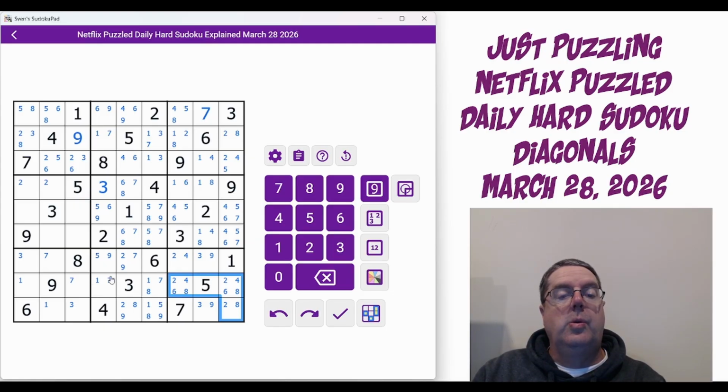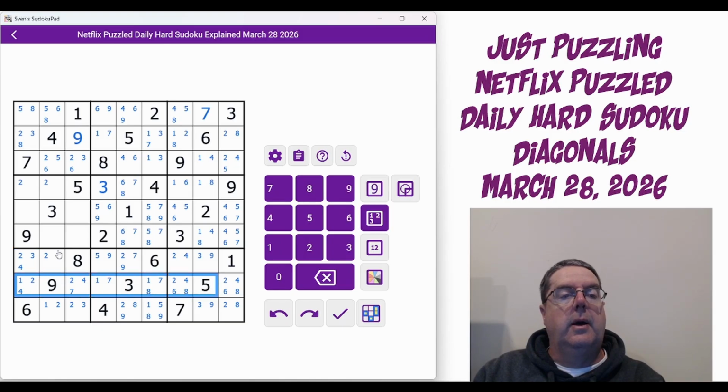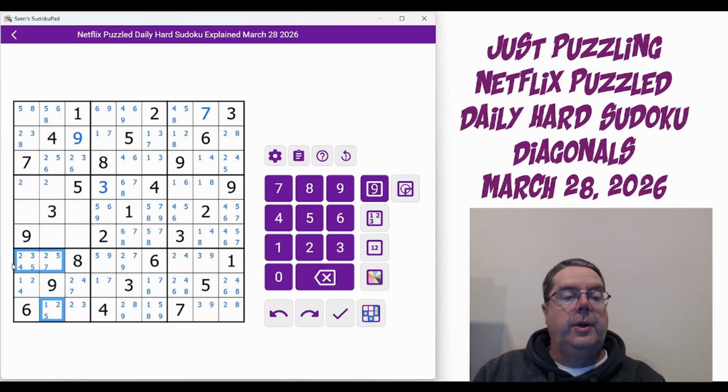1, 2. 2 can be in all of these, apparently. It's not great. 3, 4. 4 comes across here and down here, so 4 is here. 5 comes across here. 5 comes down here, so 5 is one of these. 6, 7. 7's there, so 7's here and here. 8 and 9.